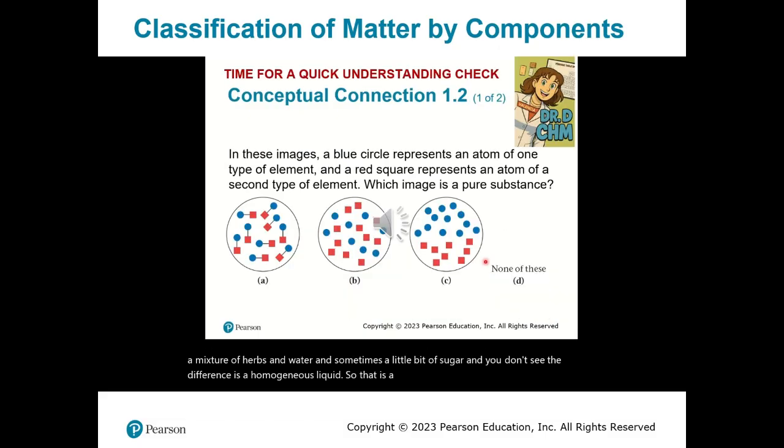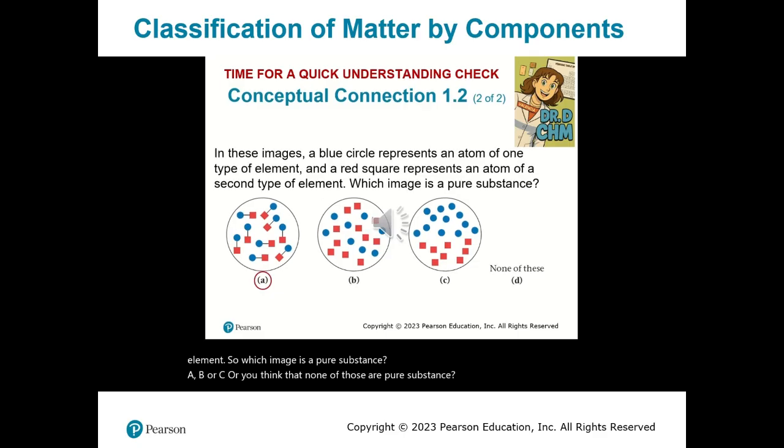Okay, so let's see if you really understand the difference between a mixture, homogeneous or heterogeneous, or a pure substance. Look at these images over here. A blue circle represents an atom, one type of atom, one type of element, and the red square represents an atom of a second type of element. So which image is a pure substance? A, B, or C? Or do you think that none of those are pure substances?